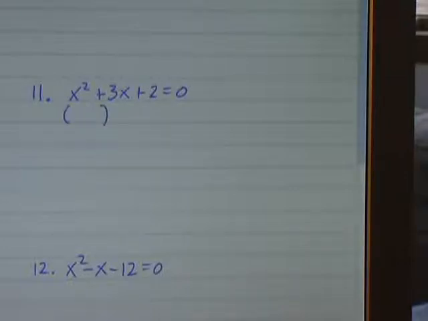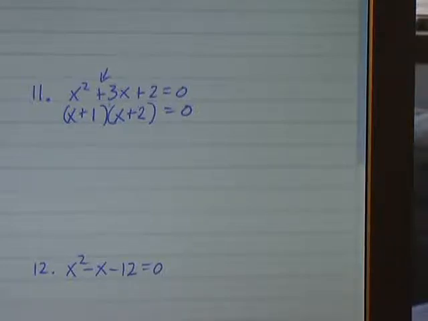So we'll factor x squared plus 3x plus 2 as a product of two binomials and set it equal to 0. X times x is x squared. Factors of 2, there's only one pair of factors for 2, and that's 1 and 2. 2 is positive, and the middle term is positive, so both factors will be positive. So x plus 1 times x plus 2 equals x squared plus 3x plus 2.